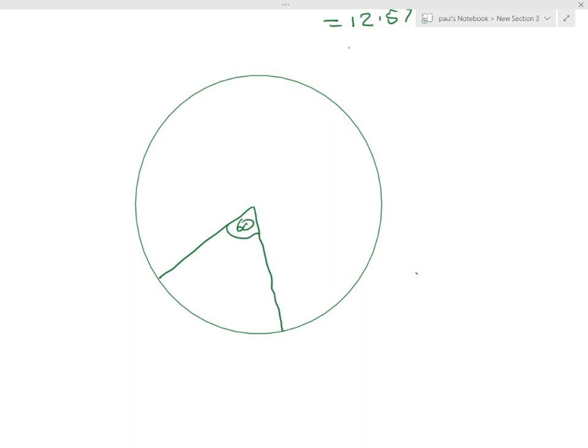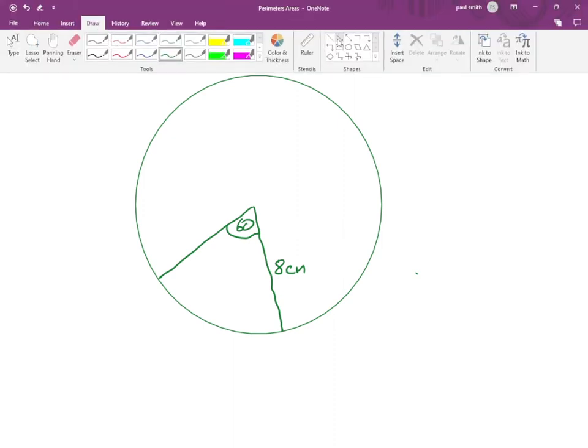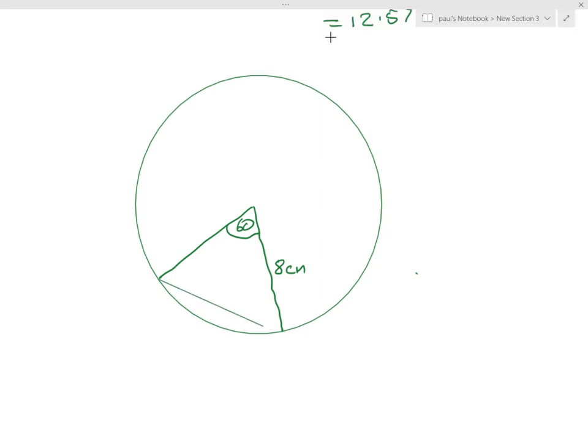60 again, because we like 60, and this time we could just call this 8 centimeters. Now, we know that's a sector, and we know that bit's the arc. Now, if I draw a line between there and there, this bit here is called a segment. And it will be obvious what you need to do, whether it's a sector or a segment, because this will be the drawing on the exam paper. So what we're going to do is find the area of the segment.